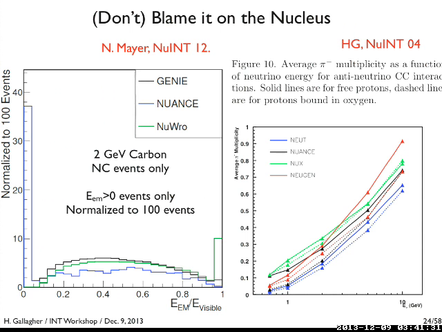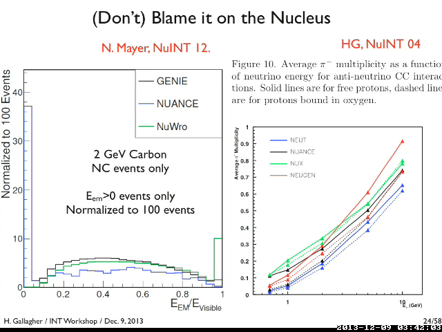At the last NUINT, we produced plots that were meant to simulate the kinds of physics that an experiment like NOvA would care about. This was for 2 GeV events on carbon, neutral current events only. What was the fraction of the total hadronic energy that went into electromagnetic particles? We would debate things like the different coherent models and the different models for nuclear de-excitation and all this kind of stuff. There are pretty big differences here that are obvious.